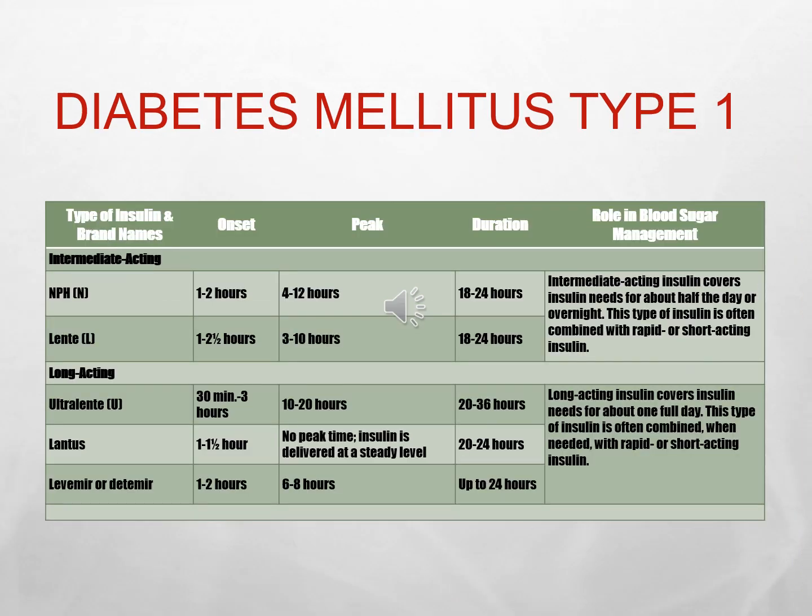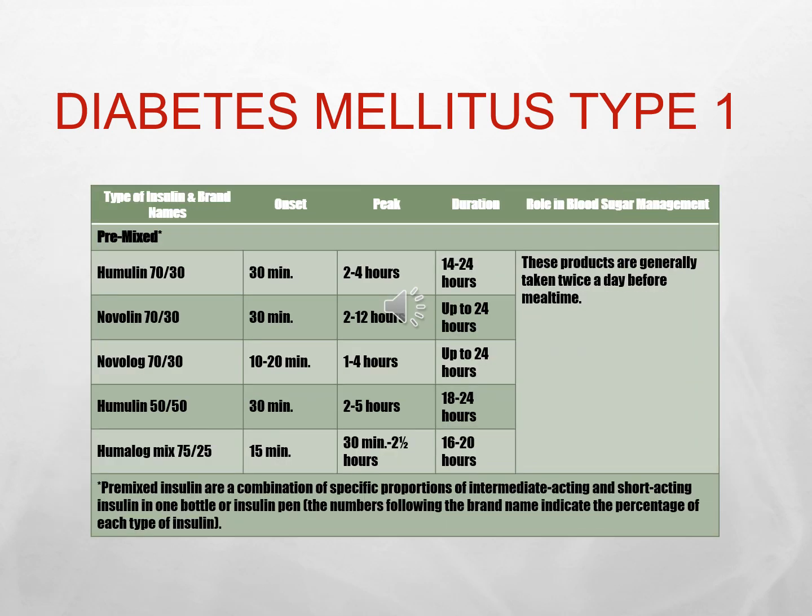See a chart of the intermediate acting insulin. Things like NPH cover the insulin needs for about half the day or overnight. This type of insulin is often combined with rapid or short-acting insulin. Then you also see the long-acting insulins on here, things like Lantus, Levemir. These cover the needs for about a full day, and this type of insulin is often combined when needed with rapid or short-acting insulin.